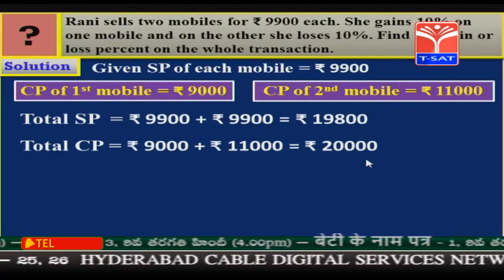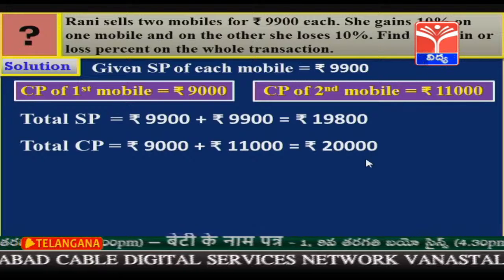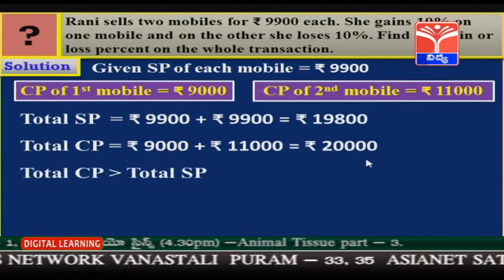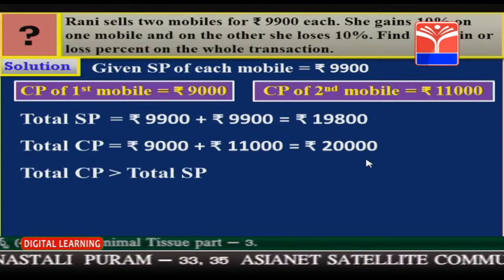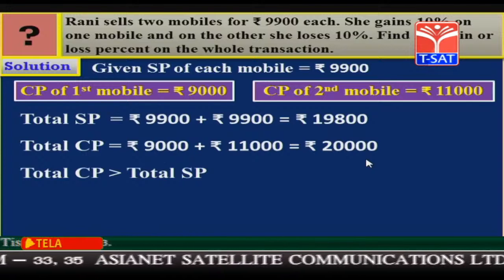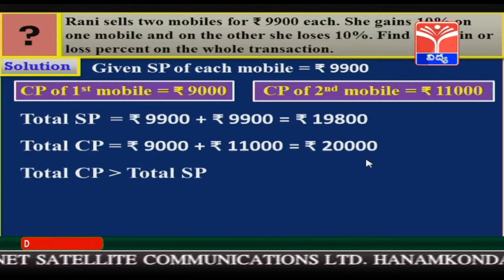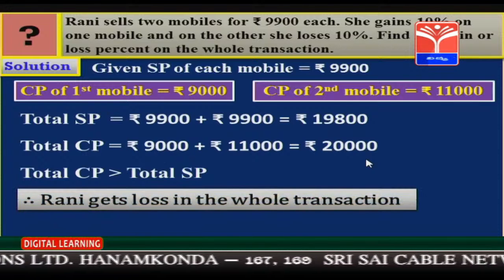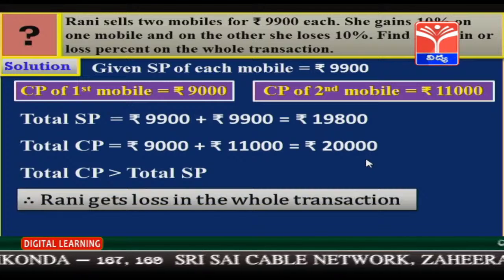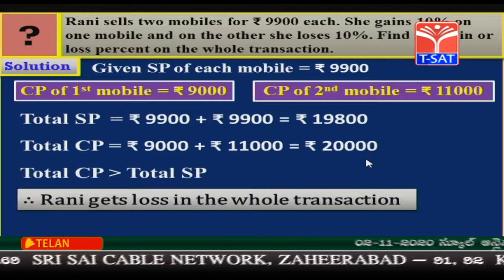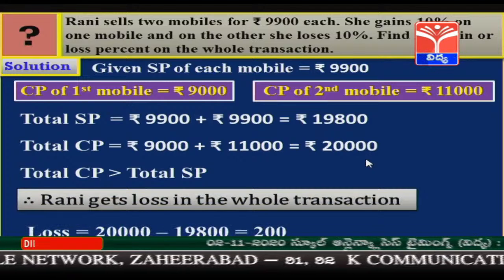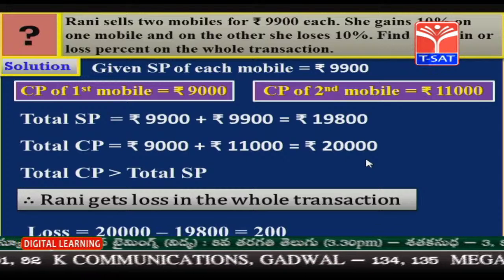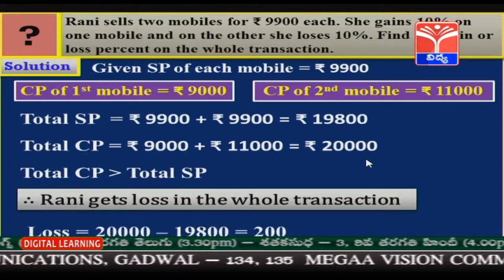Now, what do you notice from these two, CP and SP, children? Yes, we notice that CP is greater than SP, or in other words SP is less than CP. Now, in such cases what happens, children? Yes, Rani is going to get a loss in this whole transaction. Now, let us find out the loss. The loss is given by CP minus SP, that is 20,000 minus 19,800. We get 200 rupees as the loss.